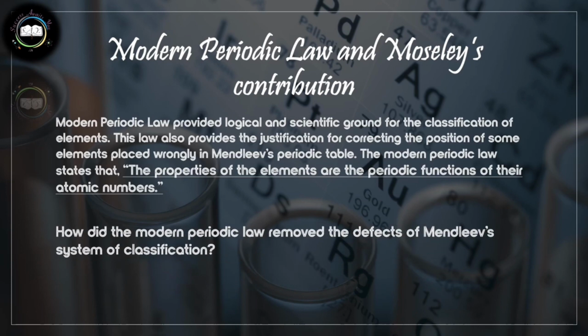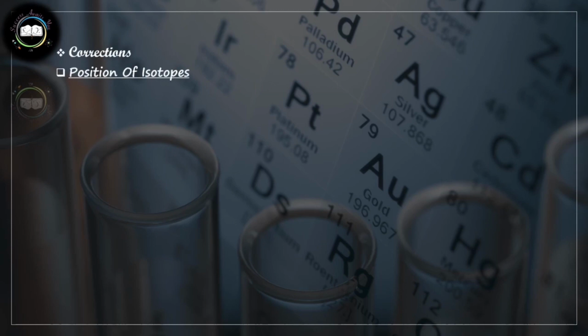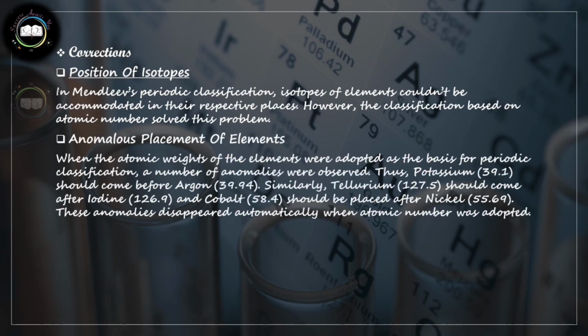So how did the modern periodic law remove defects of Mendeleev's system? Well, it did have many weaknesses, but its main weakness was due to consideration of periodic law based on atomic weights, which was corrected by considering atomic numbers. Just like that, by basing the classification on atomic numbers, isotopes also got separate places. The anomalous placement of elements also disappeared automatically, and rare earth elements or lanthanides and actinides got place in the periodic table.